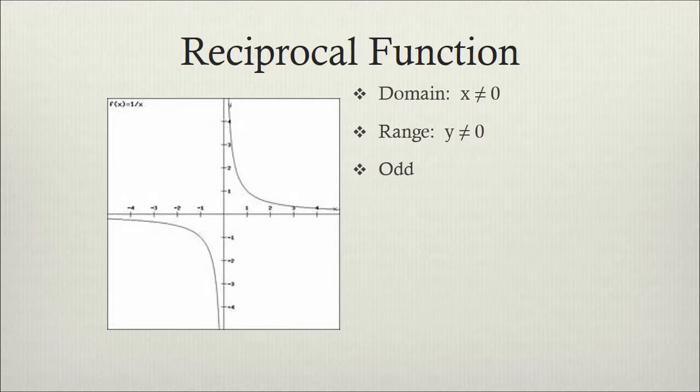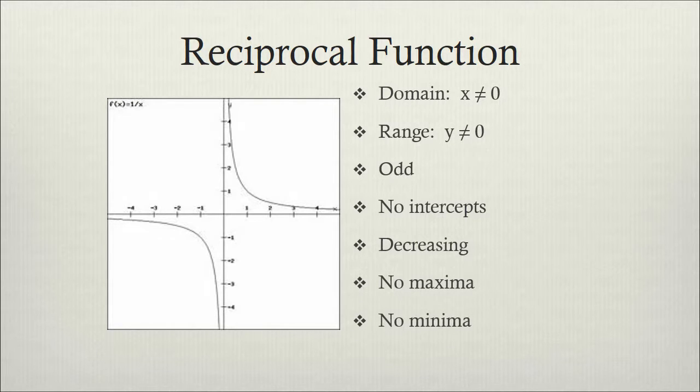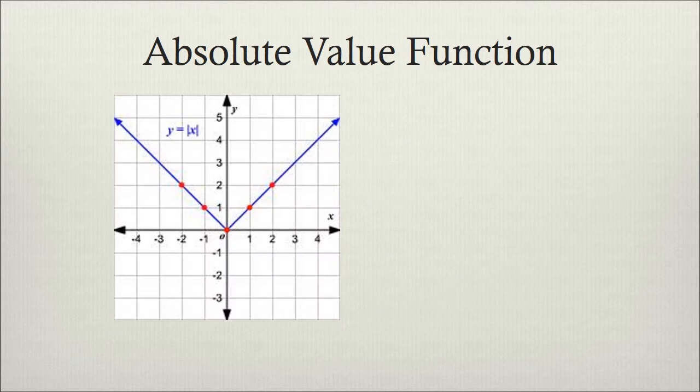It is an odd function. It has no intercepts. It does not cross the x or y axis. It is decreasing constantly. If you look at it from left to right, the left-handed branch starts close to 0 and drops down. The right-handed branch starts way up, where you can't even see, and drops down. So it is decreasing over the entire domain. It has no maxima and no minima.